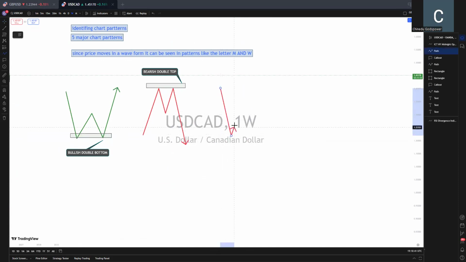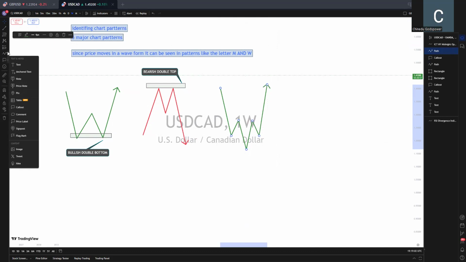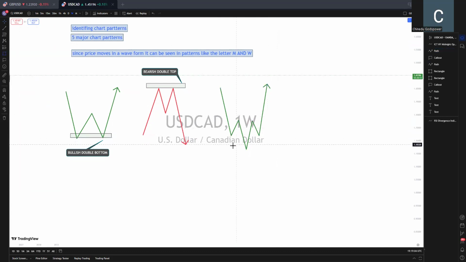You have a leg, then you have a leg that is lower than it, then another equal leg or almost equal. Because it's bullish, we are going to make this green, then place a rectangle here and use our callout too.